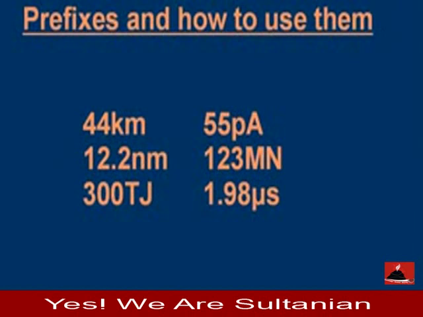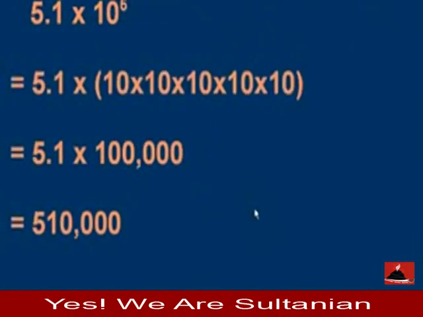Now the other examples you may not recognize, but let's just read through them anyway. 55 picoamps. Pico is a prefix. 12.2 nanometers. Nano is a prefix. 123 meganewtons. Mega is a prefix. 300 terajoules, tera prefix. 1.98 microseconds, the prefix is micro, and we'll talk about all of these as we go through. To start with though, we must understand some basics about standard form notation, sometimes called scientific notation.